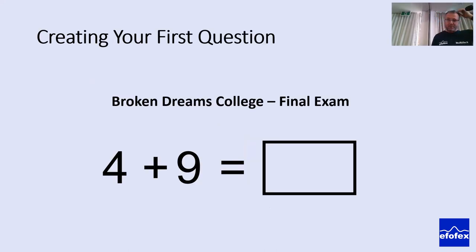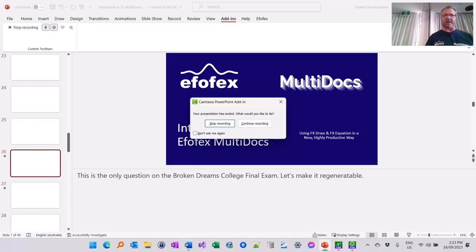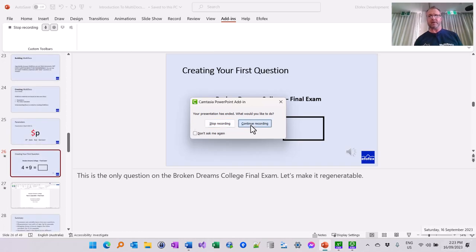Okay, so what we're going to do is imagine that we've decided to go down this MultiDocs path, and we're going to build a question. We're going to use the Broken Dreams College final exam for specialist mathematics, I think you call it extension, which is 4 plus 9 equals, or some variation of that. And we're going to skip out of PowerPoint for a bit, and do it manually, because it's more fun.